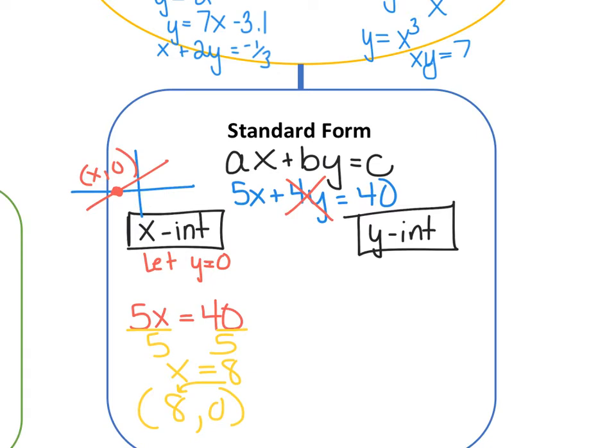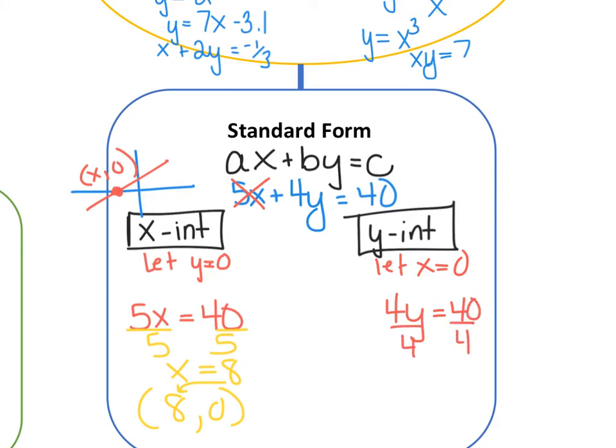The y-intercept, well, we let x be 0 for the y-intercept. So it's as if I just cover up x this time, which produces 4y equals 40. Super easy, divide by 4, and I get y is 10. So my ordered pair here is 0, 10 for the y-intercept.